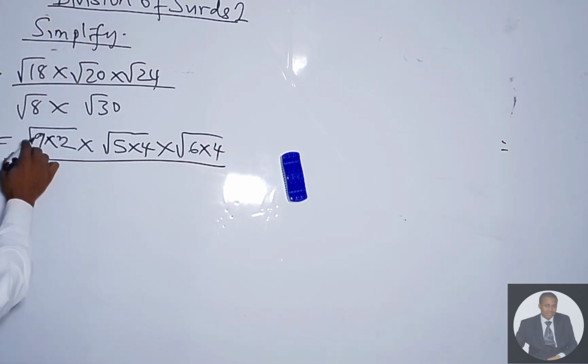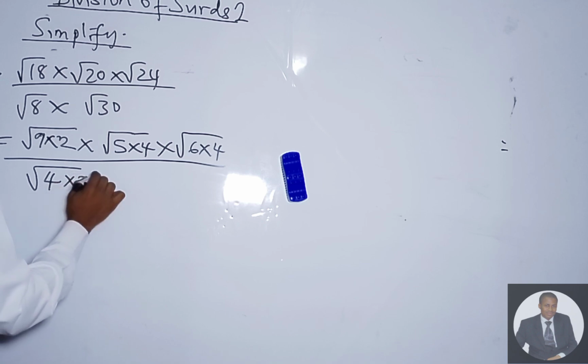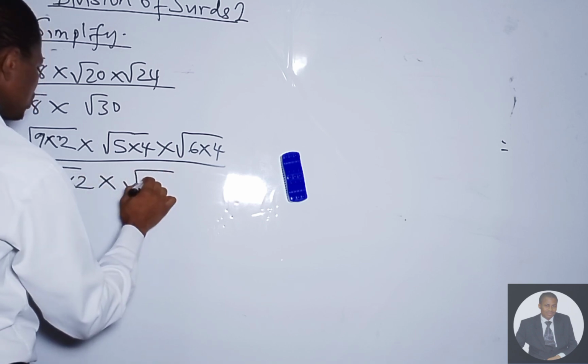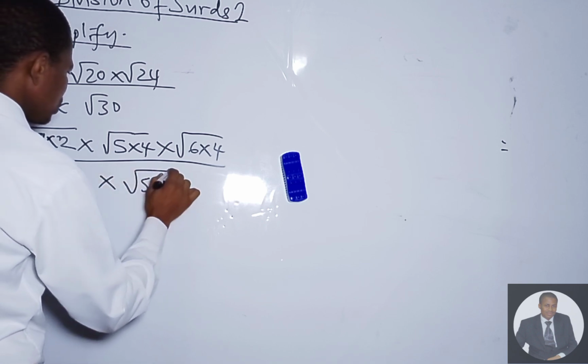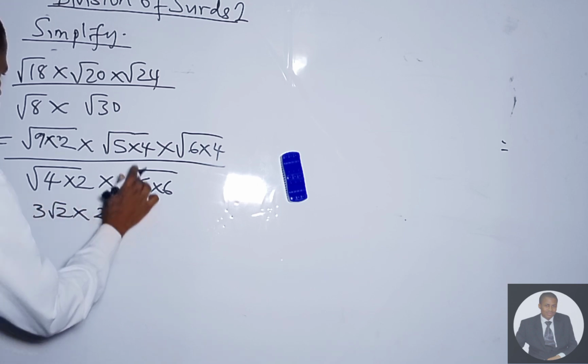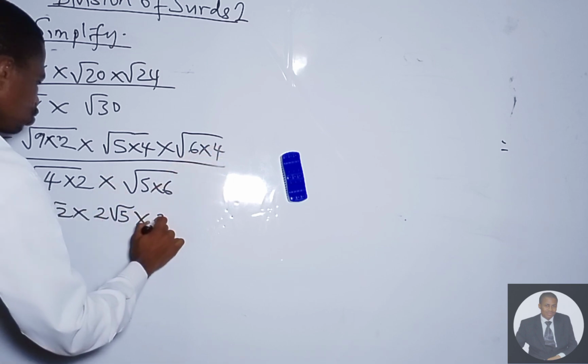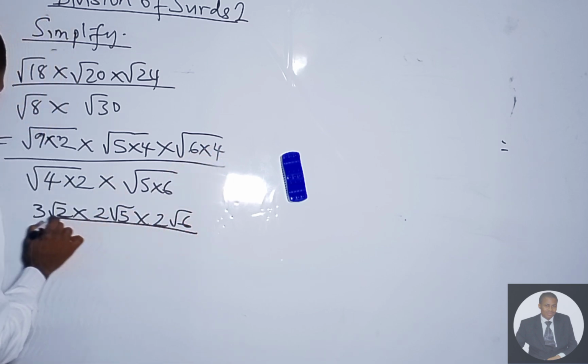Root 24 is the same thing as saying root 6 times 4, all over root 8, which is root 4 times 2, while root 30 is the same thing as saying root 5 times 6. Now, let's simplify further here. The square root of 9 is 3, so we have 3 root 2 times 2, since the square root of 4 is 2, root 5. The square root of 4 is 2, root 6, divided all over.